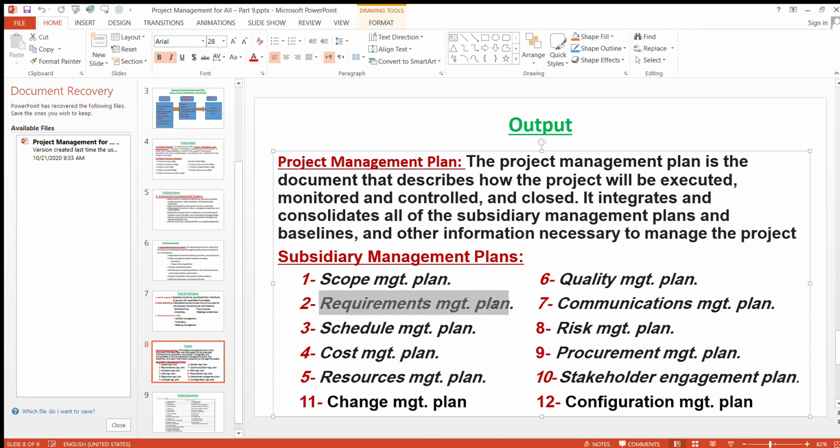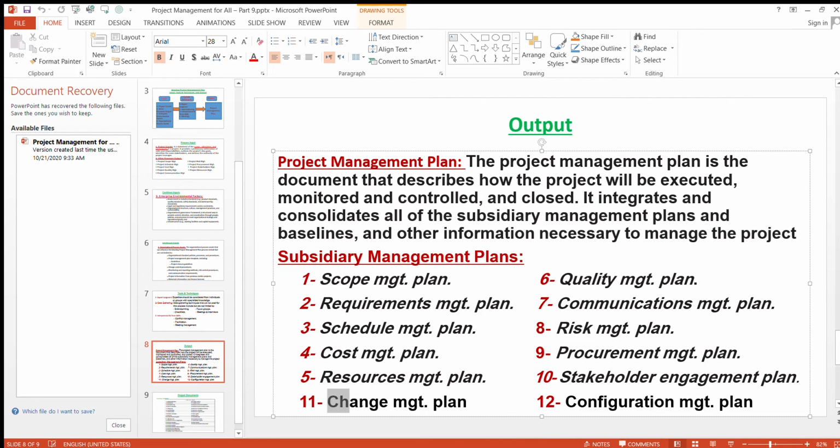Requirements management plan. How do we collect the project requirements? How do we manage them also? A schedule management plan. How do we manage the schedule? Cost management plan. How do we manage the cost, and how do we manage the spending of the budget? Resources management plan. How do we manage the resources? Resources could be human beings and could be tools and materials and services.